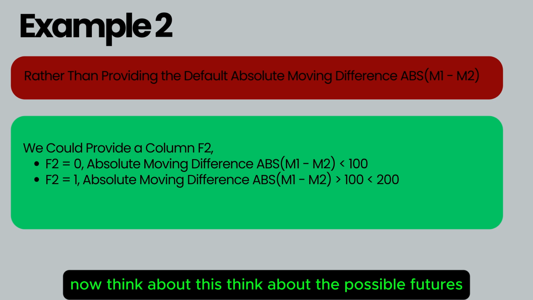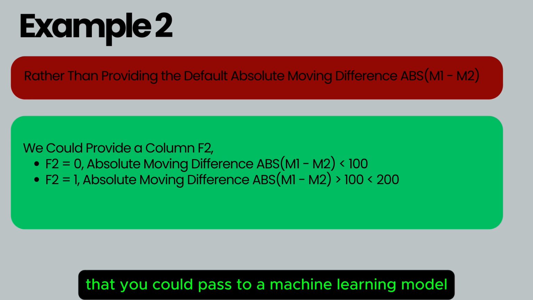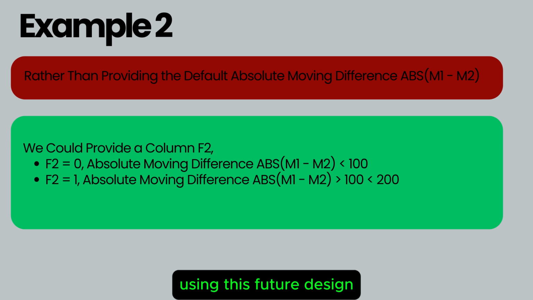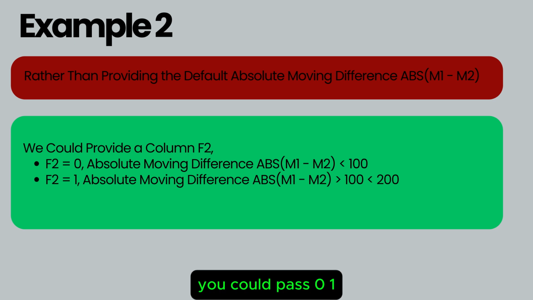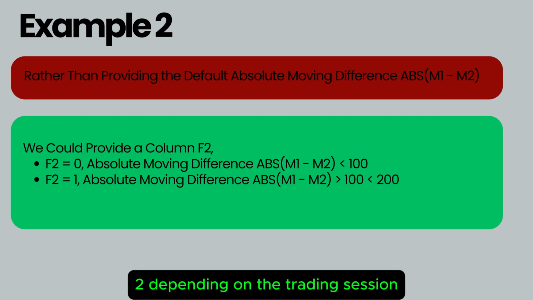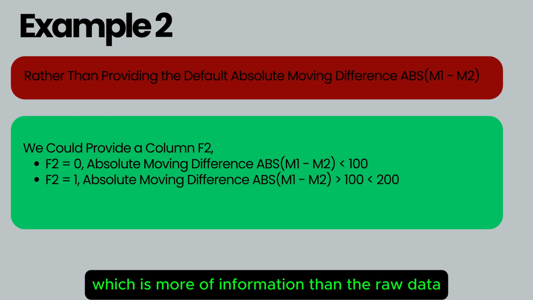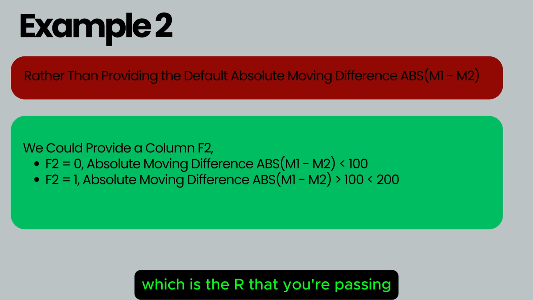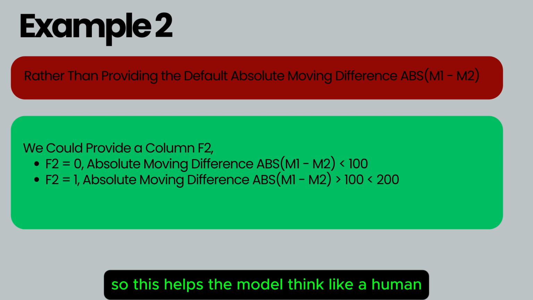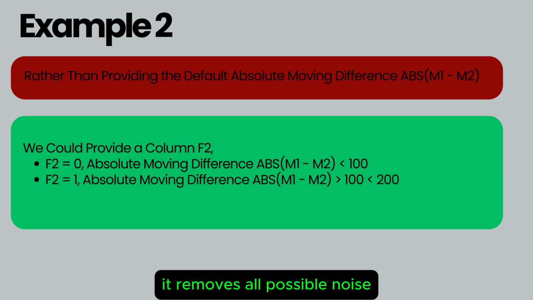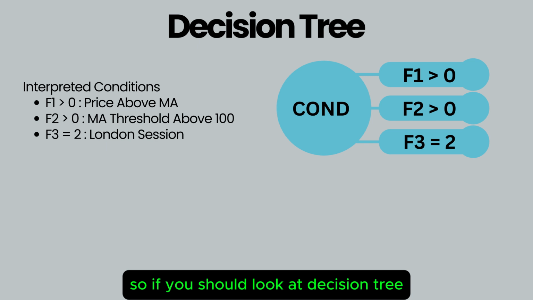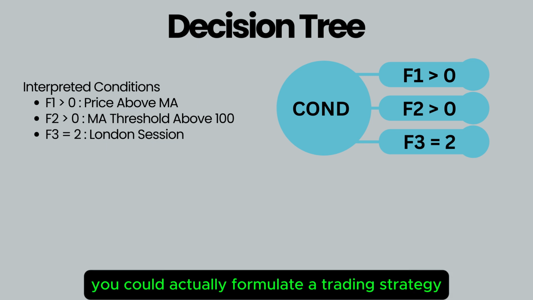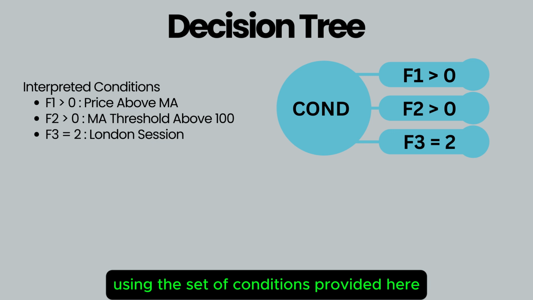Now think about this. Think about the possible features that you could pass to a machine learning model using this feature design. Rather than passing the hour of the day, for example, you could pass 0, 1, 2 depending on the trading session, which is more information than the raw data, which is the hour that you're passing. So this helps the model think like a human. It removes all possible noise, and it also aligns with decision logic. So if you look at the decision tree of a machine learning model, you could actually formulate a trading strategy using the set of conditions provided here.